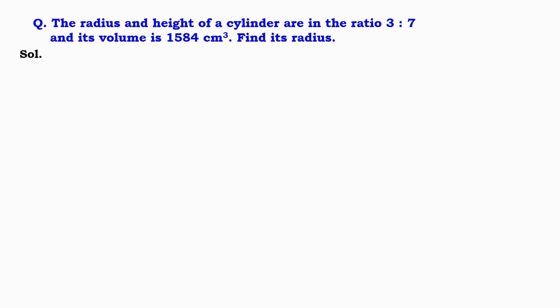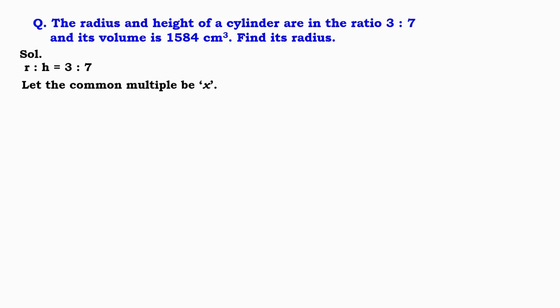Okay, now let's take a look at the question. The radius and height of a cylinder are in the ratio 3:7, and its volume is 1584 centimeter cube. Find its radius. So what is given here is that the radius and height ratio is 3:7. So r is to h is 3:7.